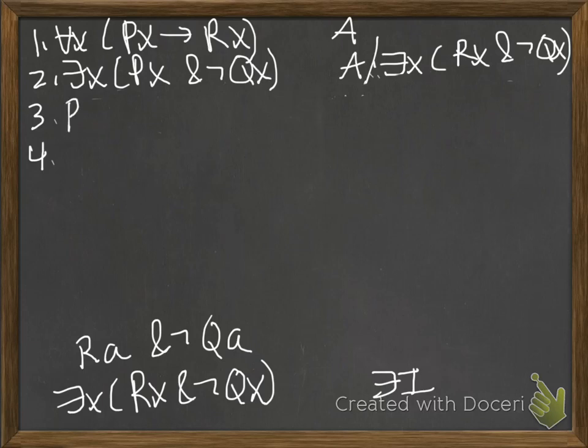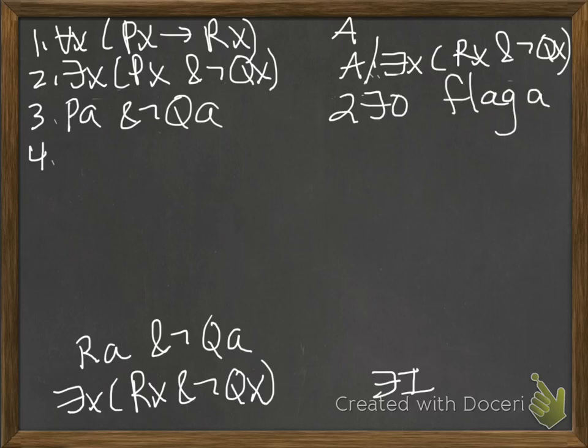So if instead we say Pa and not Qa by 2 existential out, and here we're going to flag a, and here it's fine to use a because a has not already occurred. And then we can use a again by doing the universal formula because there's no restrictions on universal formulas. So we'll do 1 for all out. And now it's a matter of using the rules of propositional logic to get Ra and not Qa. We can see that that's a fairly simple proof.